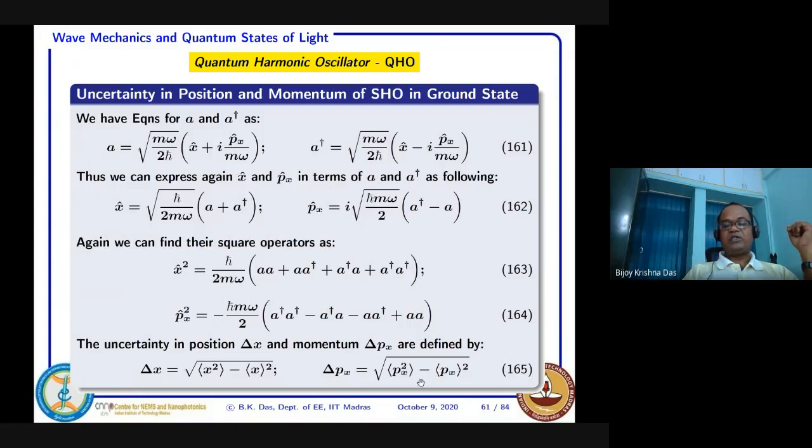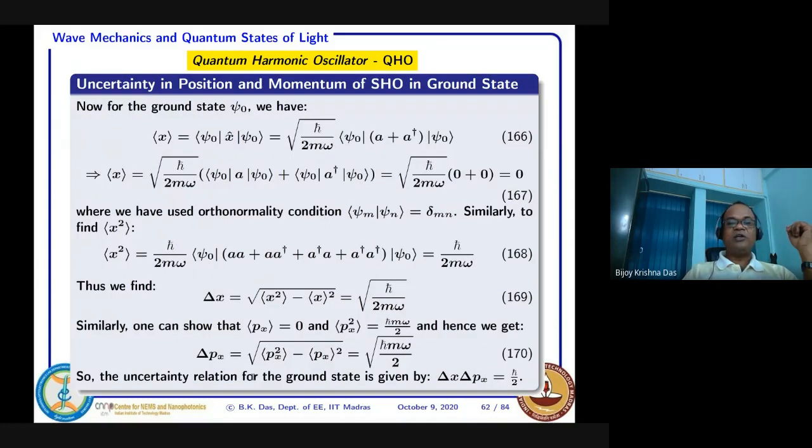Similarly, delta p_x is this one. Because p_x squared is there, we represent x squared and p_x squared in terms of operators, because I have to solve this one and this one. And this is an expectation value. We know how we define the expectation value; we discussed it earlier. Now we are considering it only in terms of bra and ket.